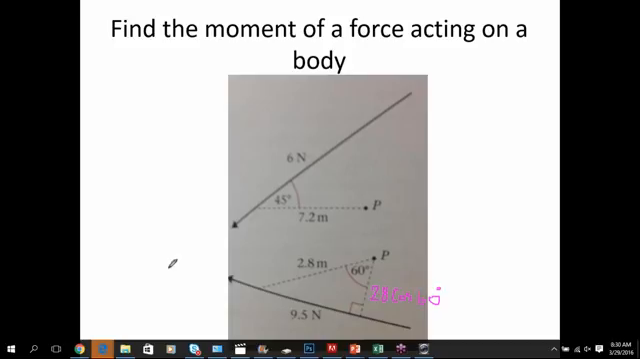So the result of the moment of the force is 9.5 multiplied by 1.4. And what's that answer? 13.3. 9.5 times 1.4. Oh, 13.3 is correct. Okay, good. 1.4 and 13.3 is correct.